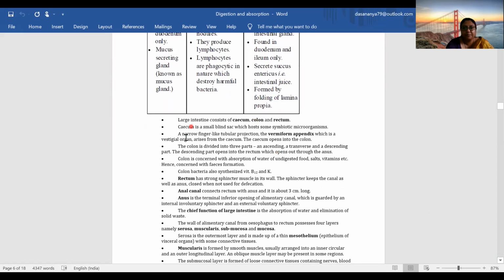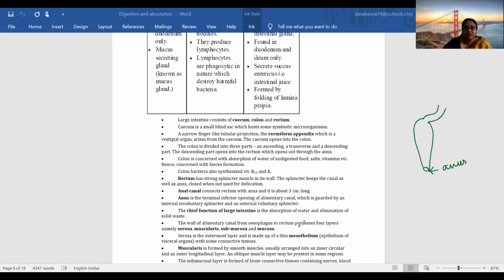Okay. The last part of the digestive system is the large intestine, subdivided into cecum, colon, and rectum. Cecum is after the small intestine. I know you know the diagram all together, but I am showing you one by one. This is the large intestine. It is a blind sac-like structure. There is a finger-like projection called the vermiform appendix present. It is a vestigial organ.